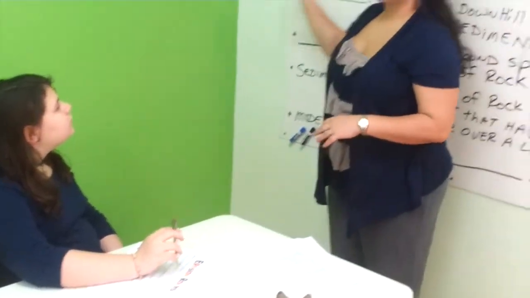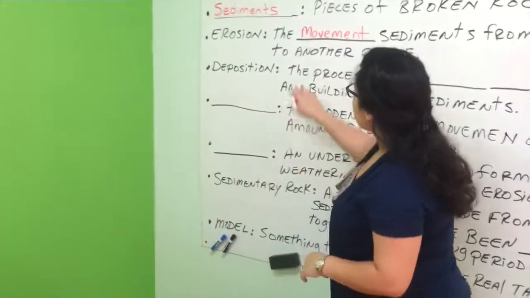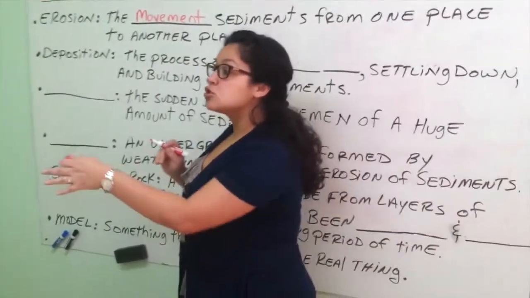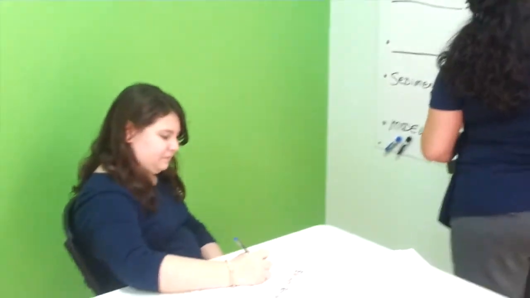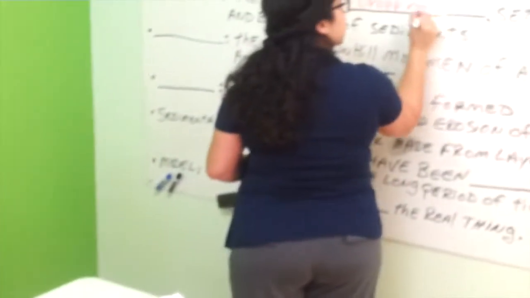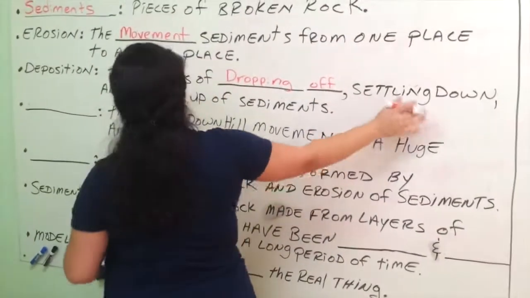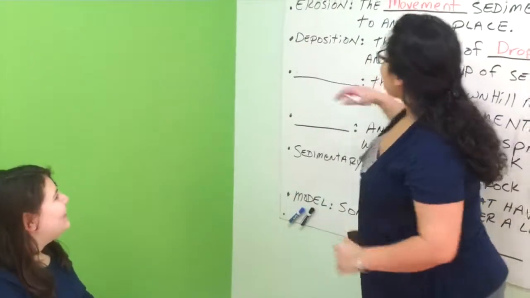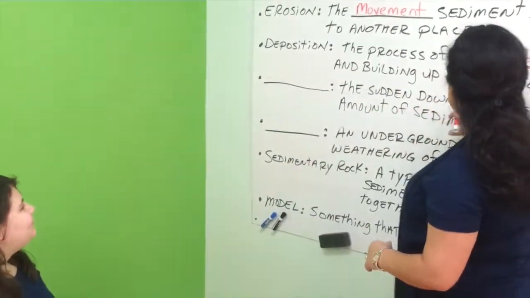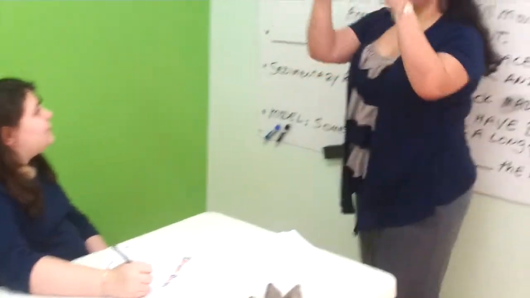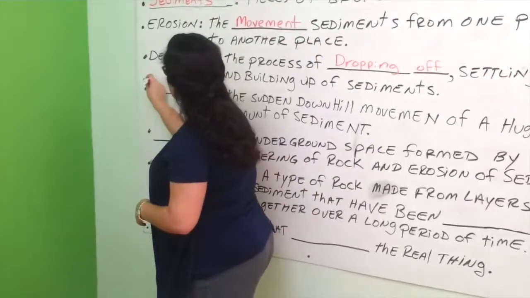Very good. And as they move, they begin to be deposited in other places. We call this deposition. Deposition is the process of what? Dropping off, exactly. Deposition is dropping off, or settling down and building up of sediment. Now, as weathering occurs, there is often a sudden downhill movement of these sediments. What might we call that? Landslides. All that sediment coming down. Very good.